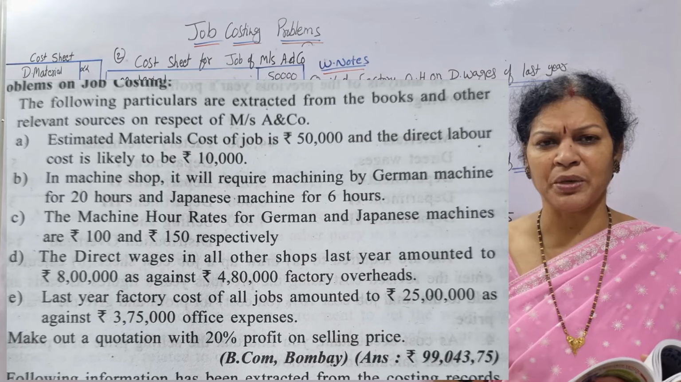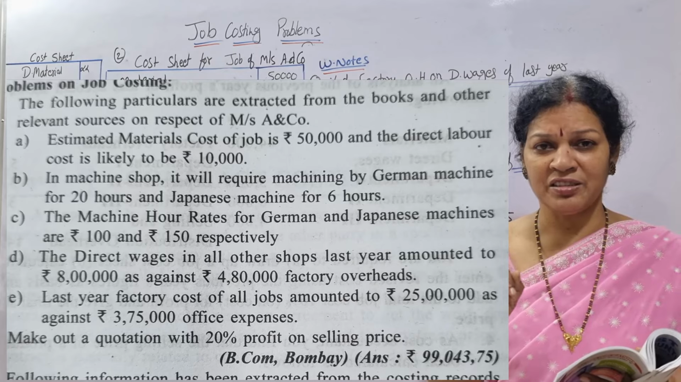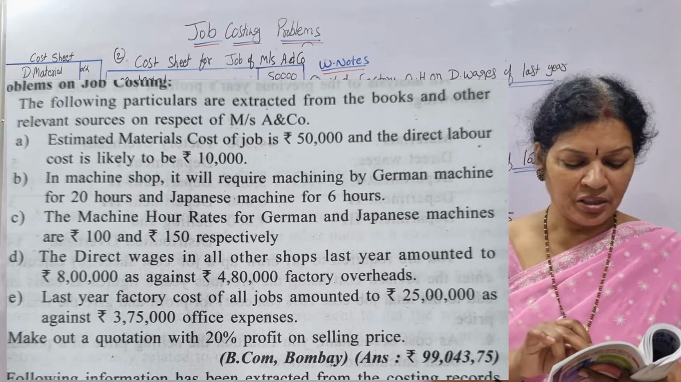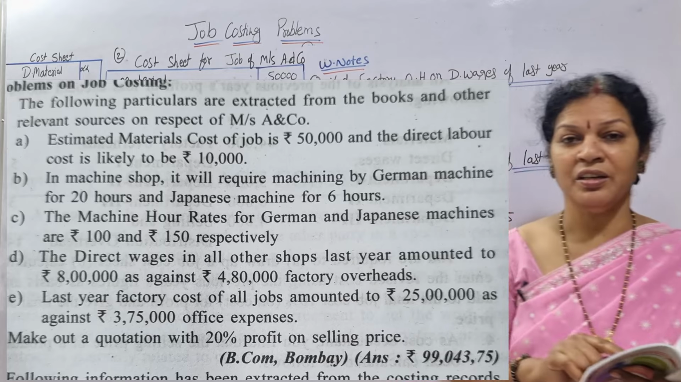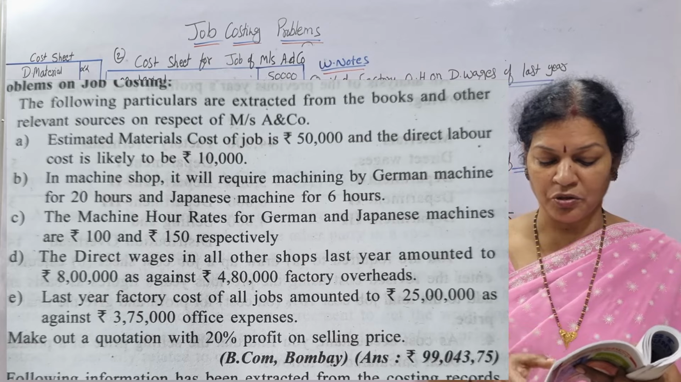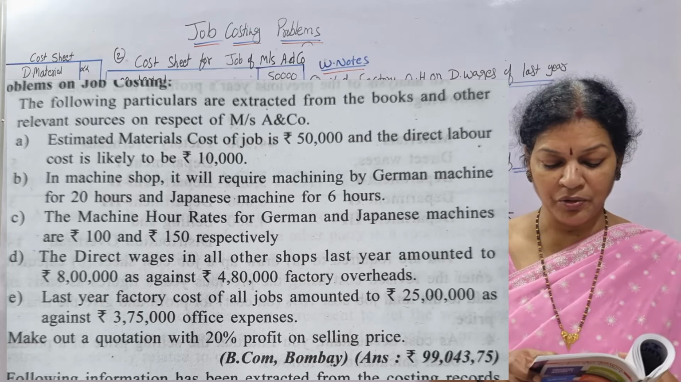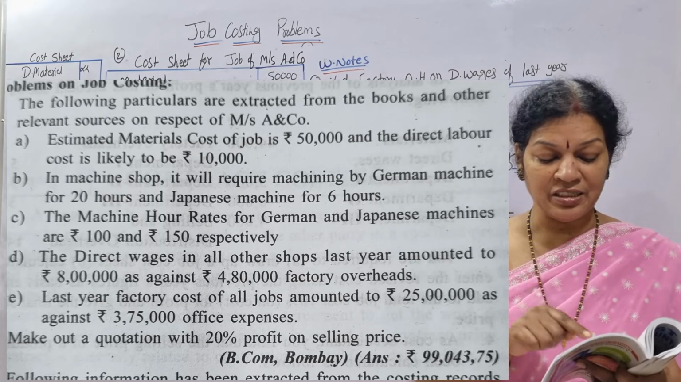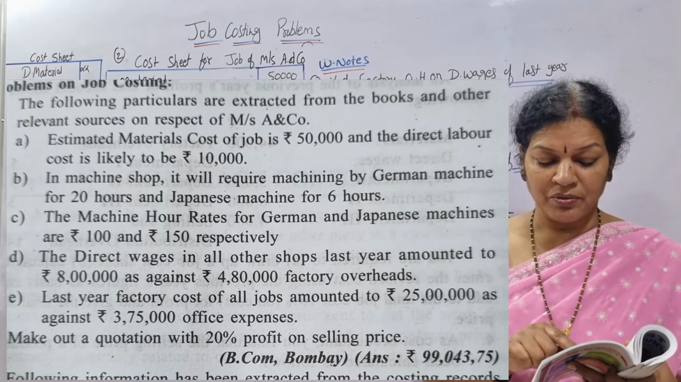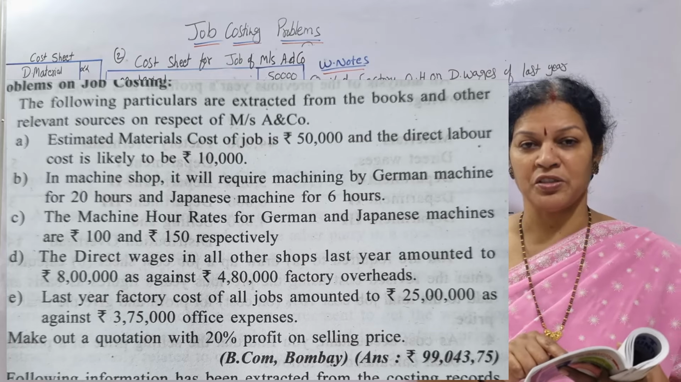Machine expenses also come under the prime cost: direct material, direct wages, direct expenses, these three. So direct expenses only, this is machine expenses. So these are the 4 points which cover the prime cost. Now fourth bit, the direct wages in all other shops last year amounted to 8 lakh as against 4,80,000 factory overheads. Last year's direct wages are given. So this 8 lakh rupees is related to the factory expense of 4,80,000. As per this, you have to calculate the percentage.